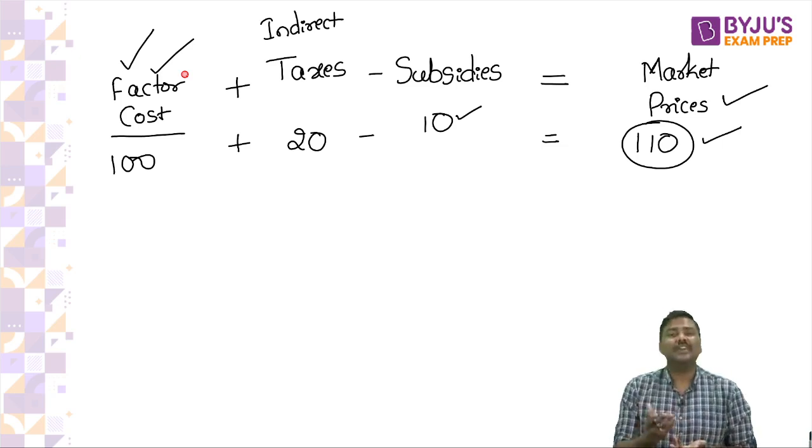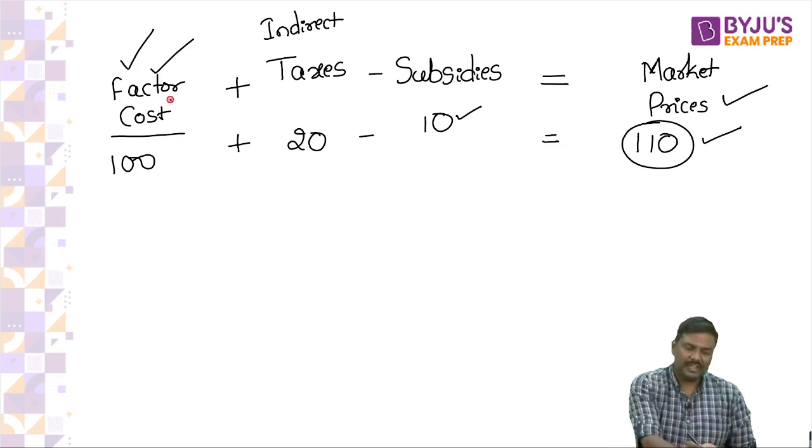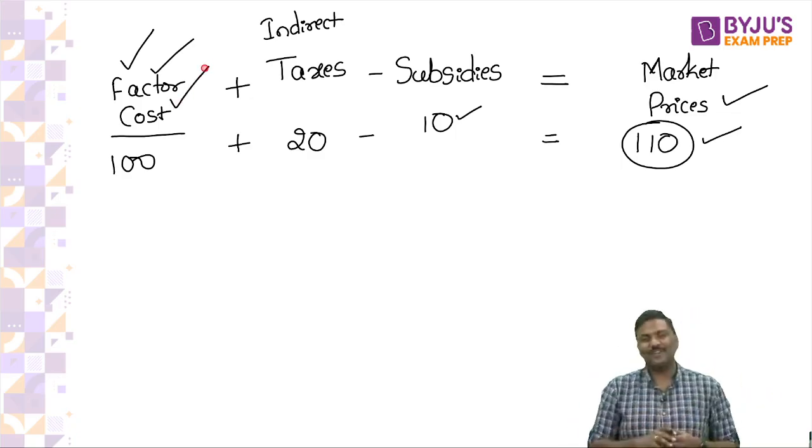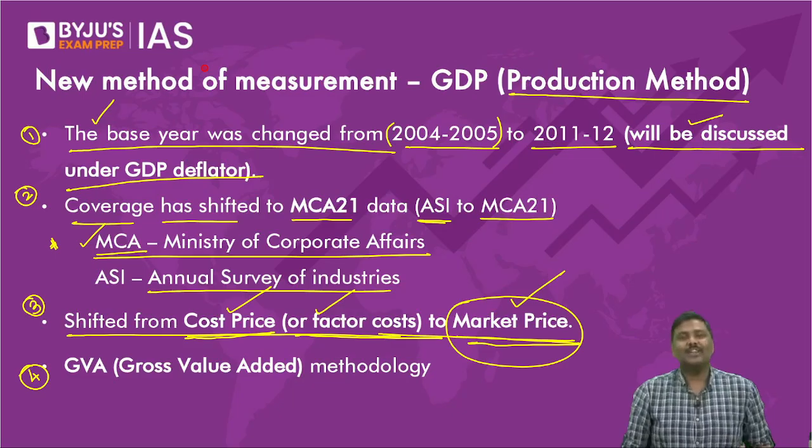Where does the profit actually come into picture? Profit is already there in the factor cost. Right? I told you that. Again, questions are on profit. Okay. So is the logic okay?